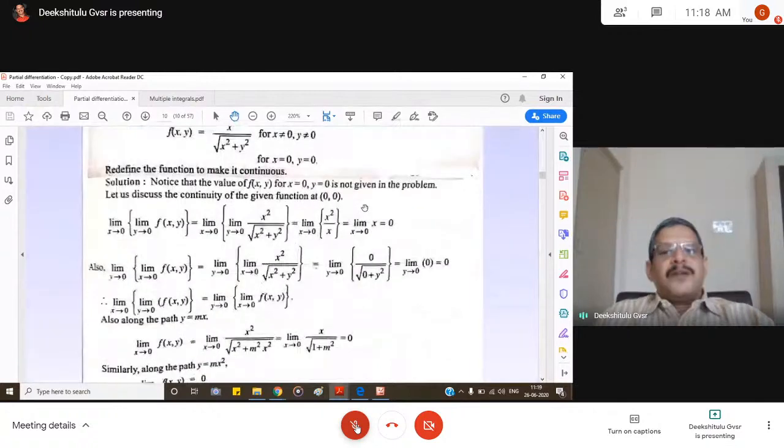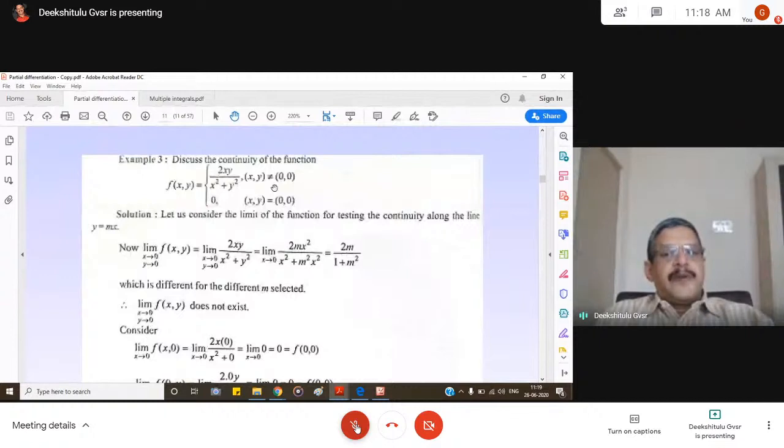Next problem. Discuss continuity of the function 2xy by x square plus y square when (x, y) is not equal to (0, 0), and 0 when (x, y) = (0, 0). X goes to 0, y goes to 0. I think there is some mistake in typing here. First, when x goes to 0, the limit becomes 0. When y goes to 0 first, then also 0. Now along y = mx. Along x = 0 or y = 0, the function has the same limit, no problem.